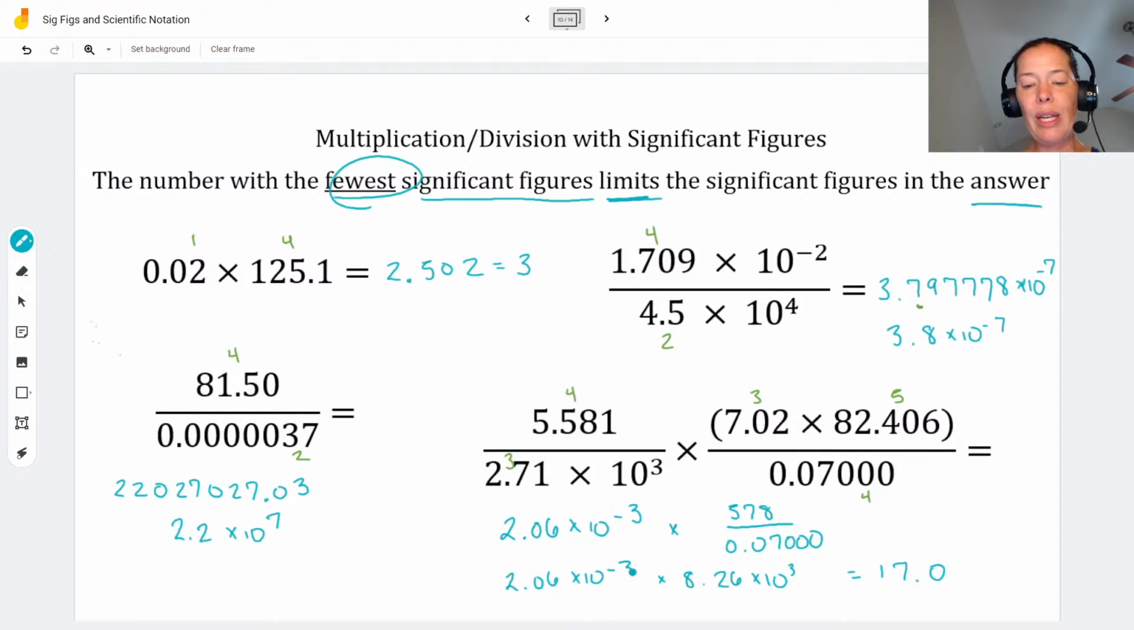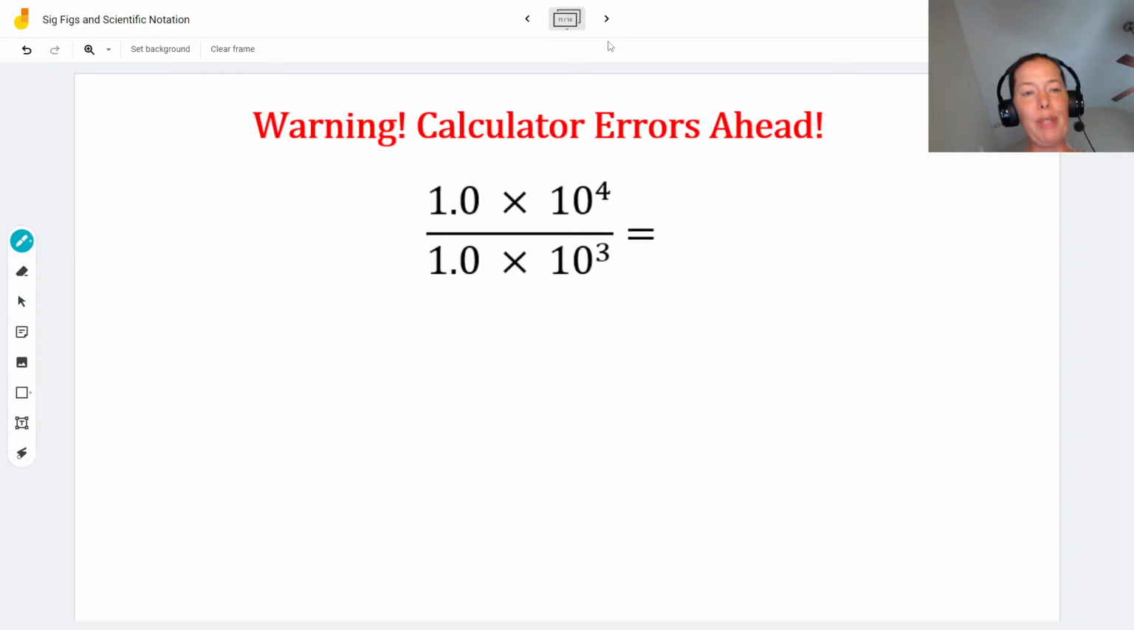Now, before we do our mixed operations, I do want to talk about potential calculator problems. Okay, so this is why I put it in red. Calculator errors ahead. All right, so let's just think about this really, really simple problem. What is 1 times 10 to the 4th? That's just 10,000, right? So it would go 1, 2, 3, 4. And 10 to the 3rd is just 1,000. I mean, this is one that you can do in your head, right? So 10,000 divided by 1,000 is just 10.